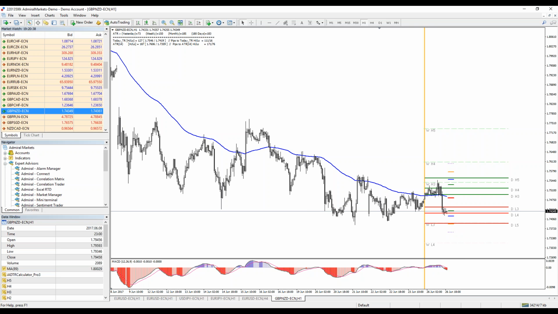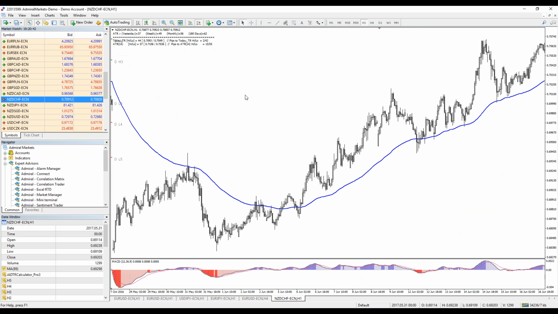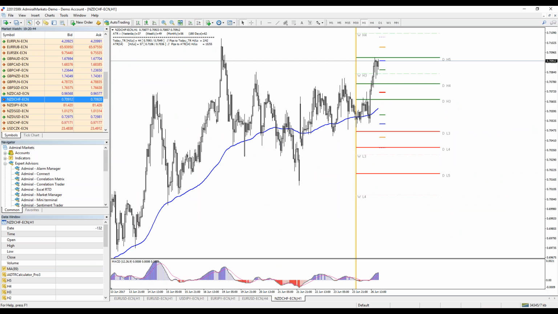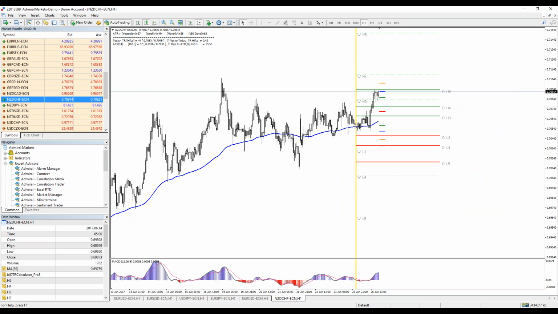Next question is New Zealand Swissy. This looks bullish to me, but you will have important data for New Zealand today, so pay attention. There should be a movement in New Zealand pairs. So I think that New Zealand will be volatile. So definitely pay attention.